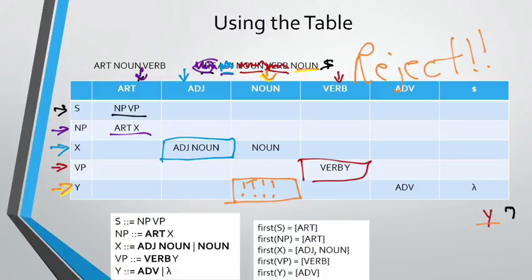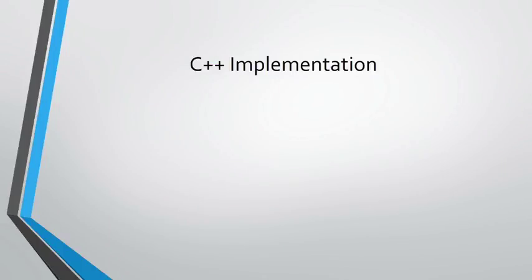Okay, so that's how we build the table. That's how we use it. Now comes the question, how can I actually implement such a table in code? And of course there are different ways. We're going to use recursion to build this particular parser, and I will walk through that process in the next presentation. So I'll see you then.